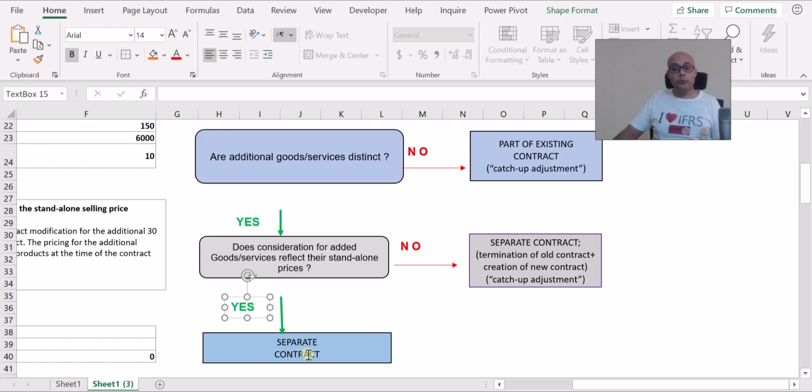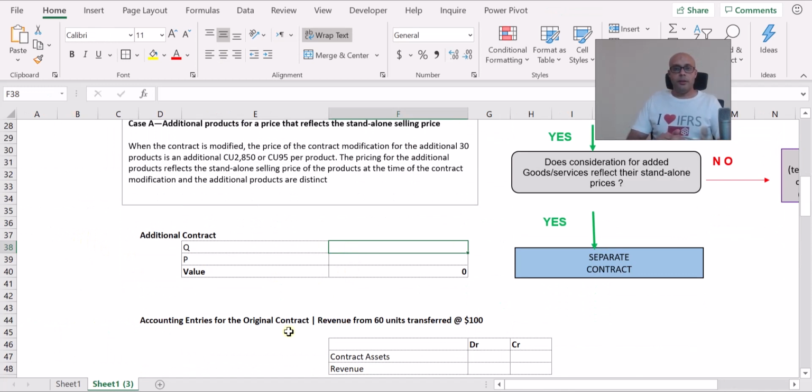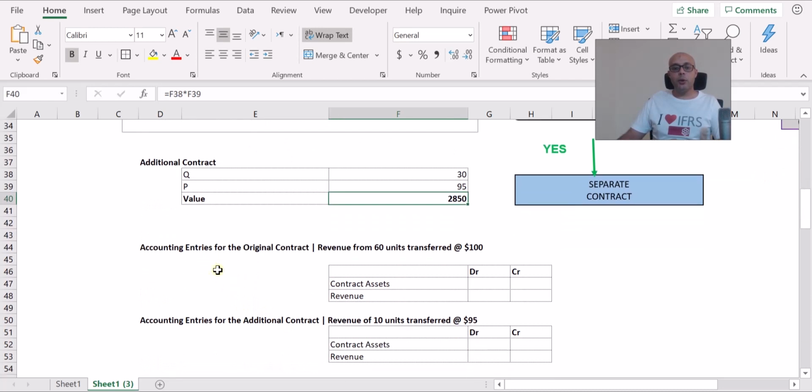So we are going to follow these new additional products and services. We are going to consider them as a separate contract. We need to account for these additional products and services separately, not related to the original products and services. So let's see how to account for this as a separate contract. Okay. The additional products, how much were they? Actually, it was 30. And how much was the price? It was 95. So this is the value of the additional contract.